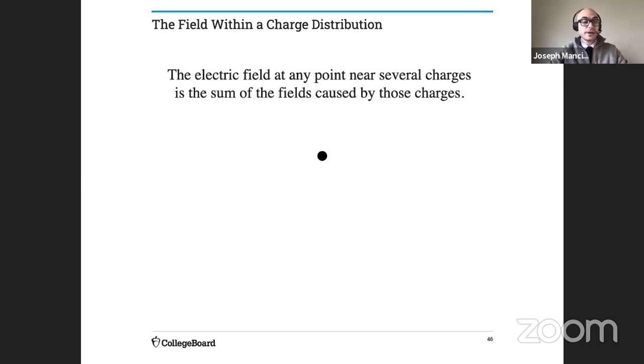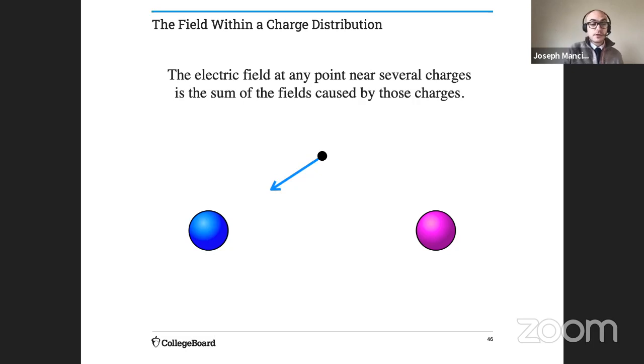The electric field near several charges is the sum of the field caused by those charges. So here are two charges, a negative charge on your left and a positive charge on the right. I don't think that negative charges are particularly blue, but again, that's how my physics teacher drew them. And there we are. So the direction of the electric field caused by a negative charge points toward that negative charge. The direction of the electric field caused by a positive charge points away from that charge. So the electric field at any point is the sum of the fields caused by the other charges.